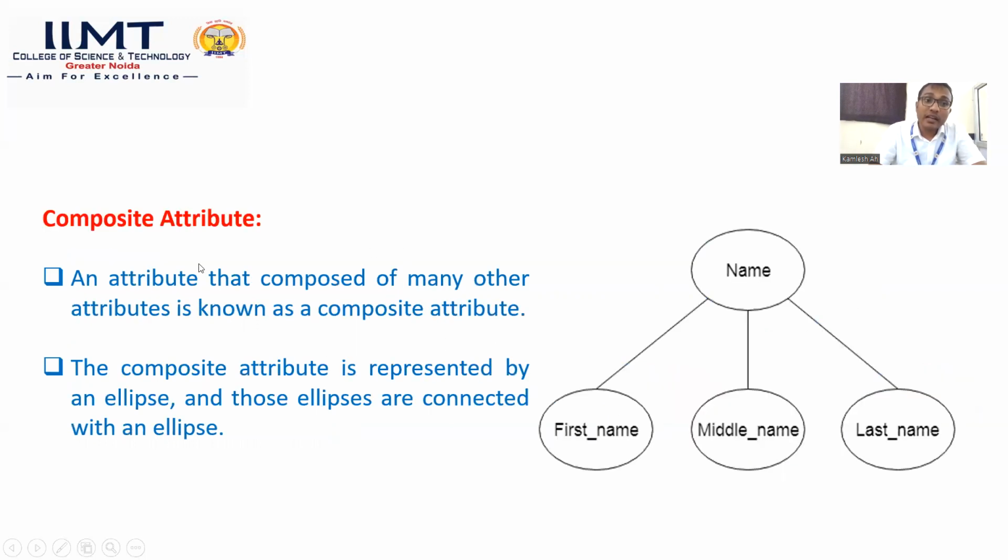Composite attribute: an attribute that is composed of many other attributes is known as a composite attribute. The composite attribute is represented by an ellipse, and those ellipses are connected to an ellipse. This is the name. Name is also an attribute, and name has a first name, middle name, and last name. So this is the composite attribute.